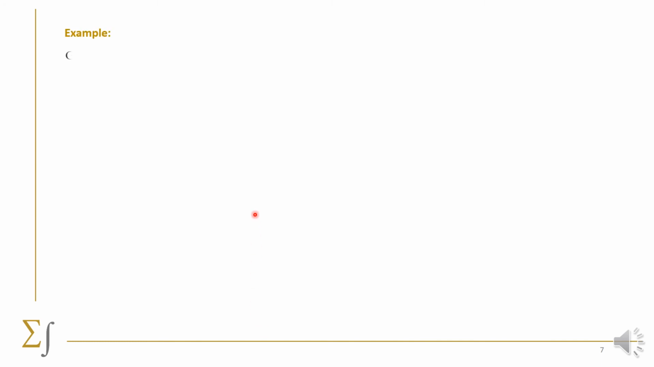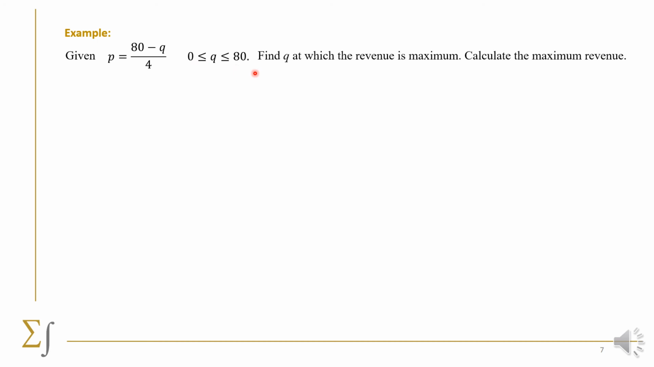Next, we take an example. Given the demand function p equals 80 minus q over 4, where q is varying from 0 to 80, we are asked to find q at which the revenue is maximum and calculate the maximum revenue. So we start our solution taking into account that the revenue is equal to price times quantity. So we say R equals P times Q. I multiply this P by Q, I get 80Q minus Q squared over 4. Next, I differentiate to find dR by dQ and I put the derivative equal to 0.